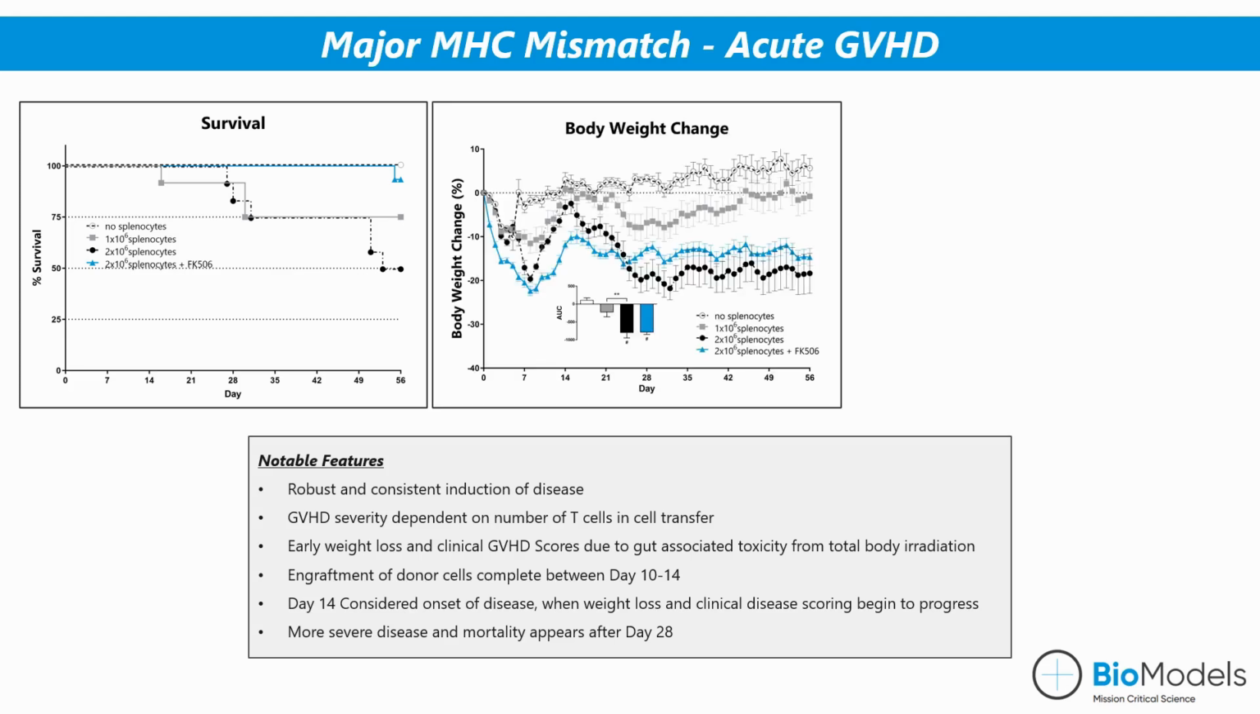The next piece of data that I'll go through is body weight change. So focusing on the standard diseased animals, we often see a sharp decline in weight, and this results from the total body radiation and gut toxicity that is observed following that procedure. We then see pretty sharp weight recovery to day 14, and then after day 14, more of a progressive weight loss. So during this time where the animals are recovering from the gut toxicity, the cells from the cell transfer are also engrafting, and so we don't typically see clinical signs of disease until about day 14, and why we consider that the start of disease.